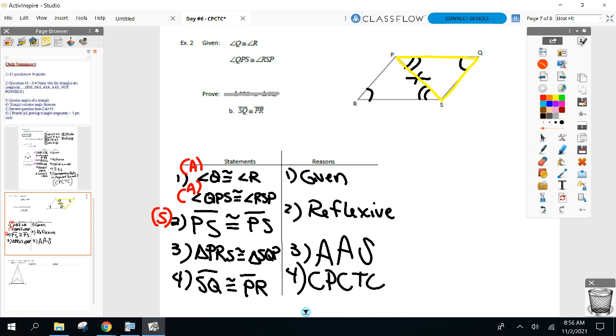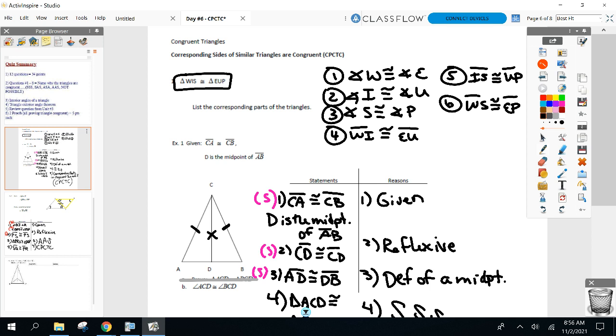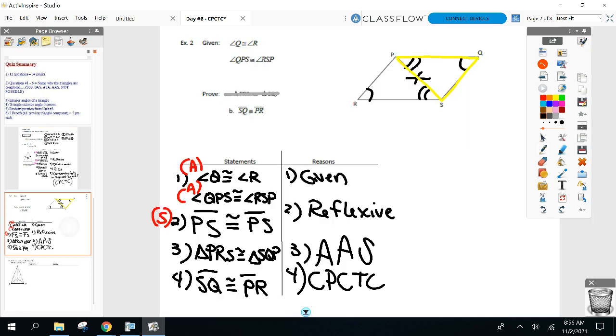CPCTC. Or you can write out congruent parts of congruent triangles are congruent. Questions from you guys? Hold on before we go to the next one. This has been pretty easy. Has there even been a question of what 2 triangles you needed to prove congruent in these first 2? Absolutely not. Those 2 are the only 2 in the diagram.